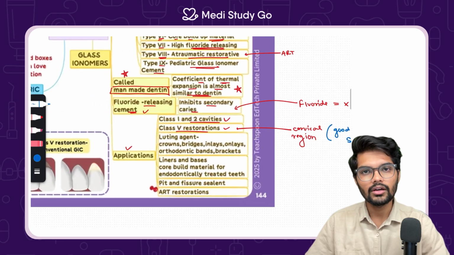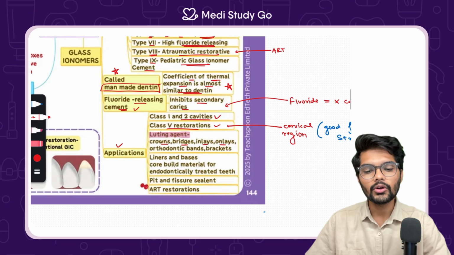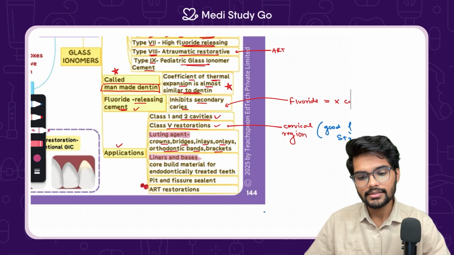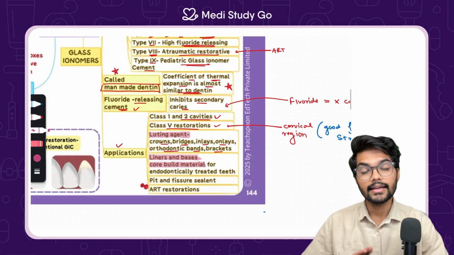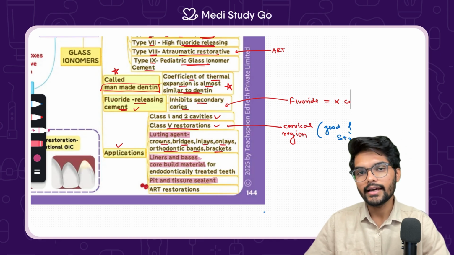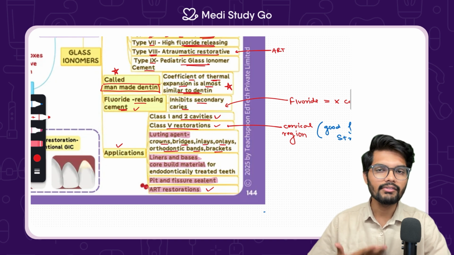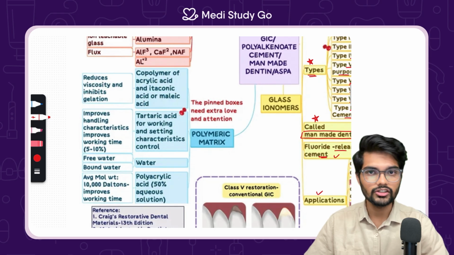It can be used as a luting agent for crowns, bridges, inlays, onlays, orthodontic brackets, and braces. It can also be used as liners and bases, for core build-up materials and for endodontically treated teeth. It can also be used for pit and fissure sealants and for ART restorations, which basically are all the types that we went through.